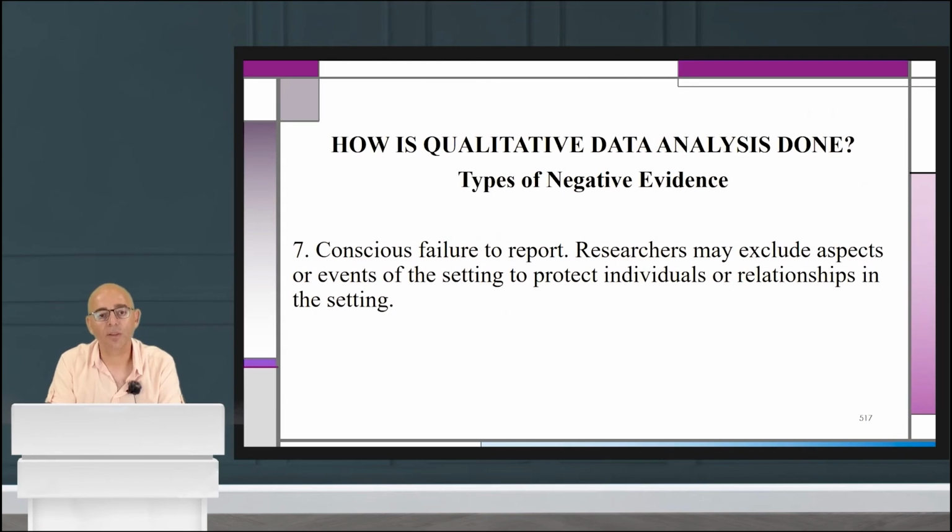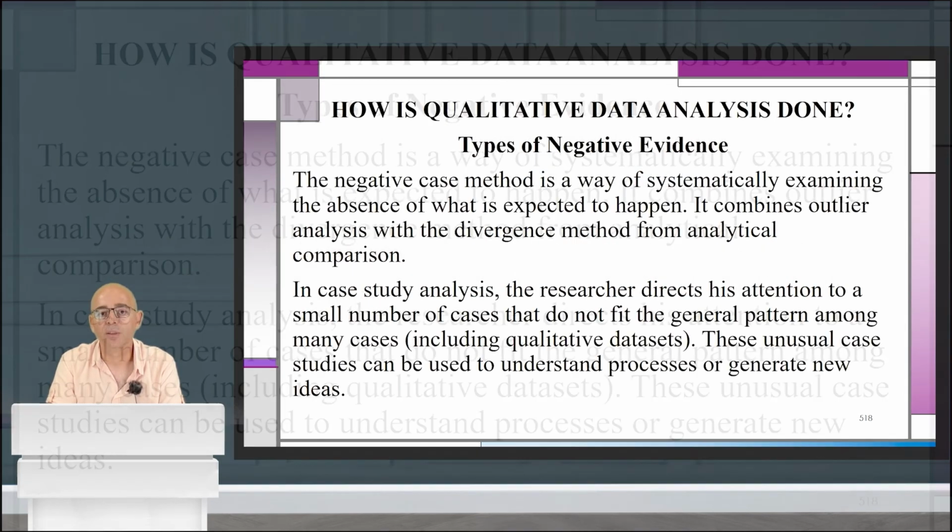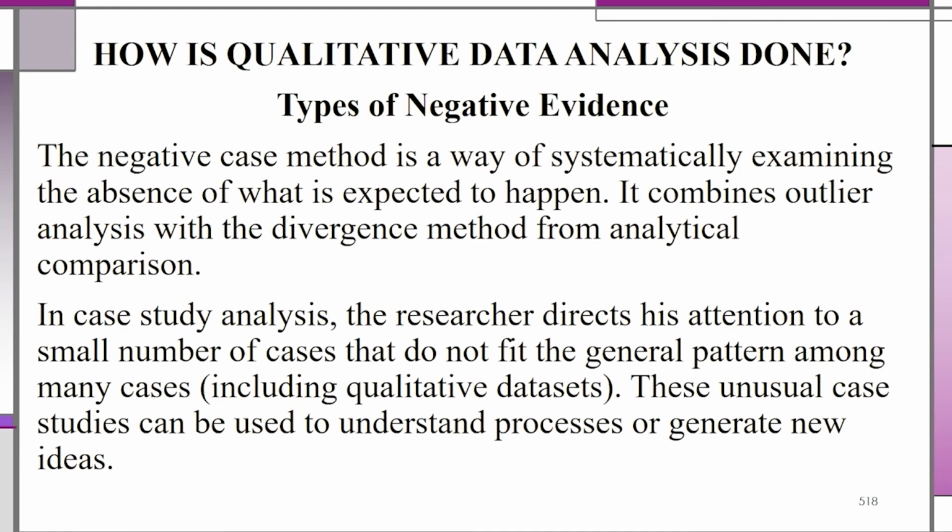As the seventh and the last one, conscious failure to report. Researchers may exclude aspects or events of the setting to protect individuals or relationships in the setting. The negative case method is a way of systematically examining the absence of what is expected to happen. It combines outlier analysis with the divergence method from analytical comparison. In case study analysis, the researcher directs his attention to a small number of cases that do not fit the general pattern among many cases. These unusual case studies can be used to understand processes or generate new ideas.